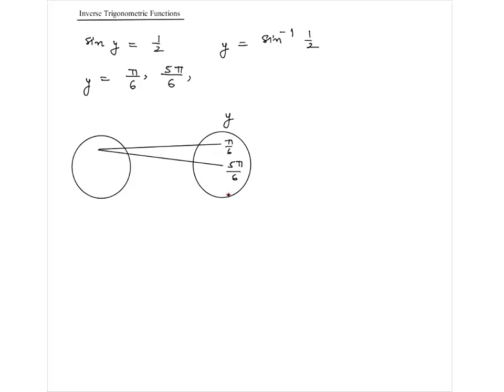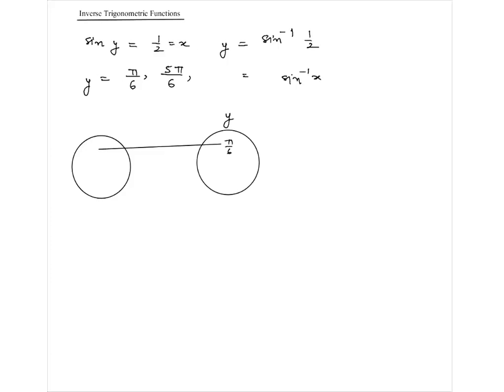Suppose I remove 5 pi by 6. In that case, there would be no choice except this. And now you have got a function. We can use x for this. So generally speaking, we can talk of sine inverse x as a function.